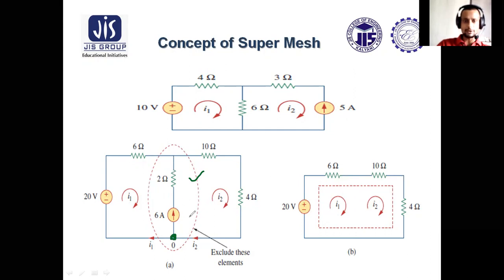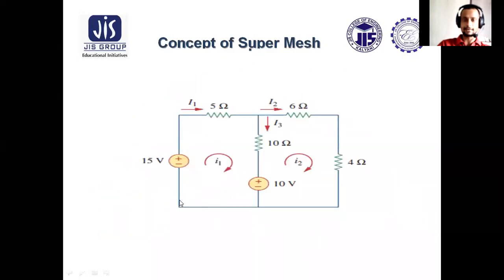So I2 equals to I1 plus 6. So I1 can be found in terms of I2. And in this equation, we can replace I1 by I2 to get equation for I1. And finally, we'll get I1, I2 both. So this is the concept of super mesh. Now let us solve this problem.